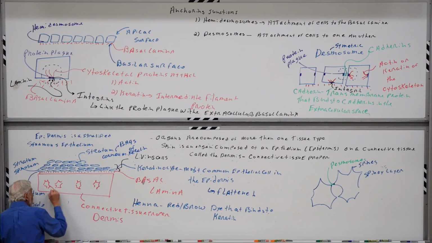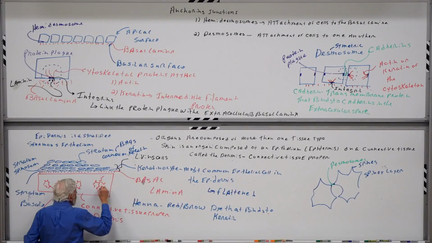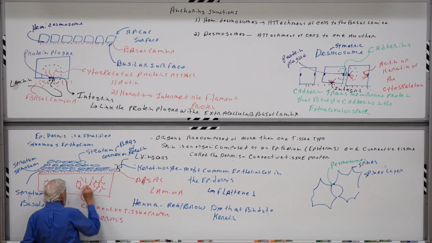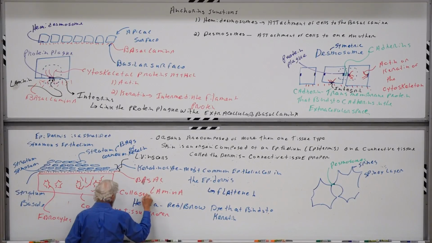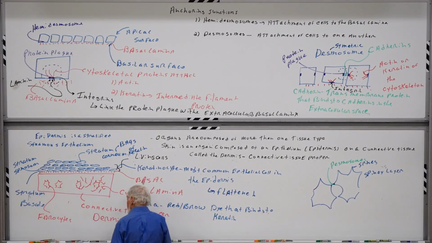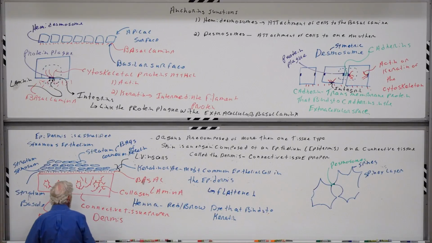So these things I'm trying to draw in here are called fibrocytes. Remember, the fibrocytes are the cell type that gives rise to connective tissue proper. But these cells now are embedded in this protein matrix of collagen and, to a lesser extent, elastin.